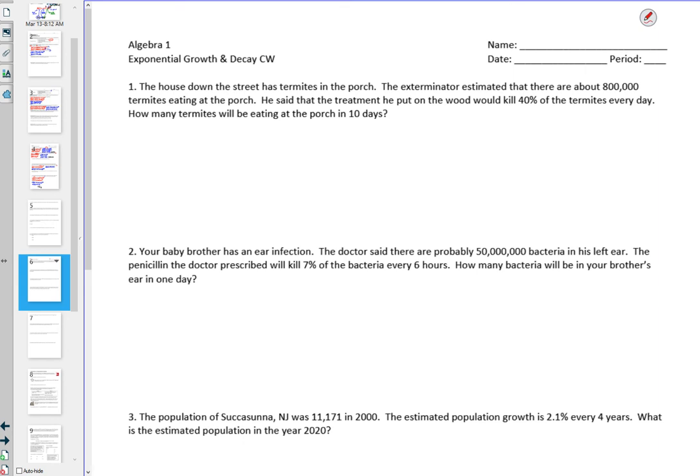So let's see. Here we're doing termites. Let's do population then. Population of termites depends on time. Equals how many termites were there at the beginning?